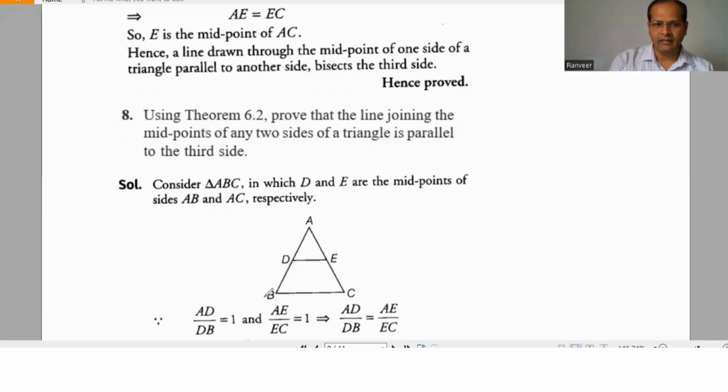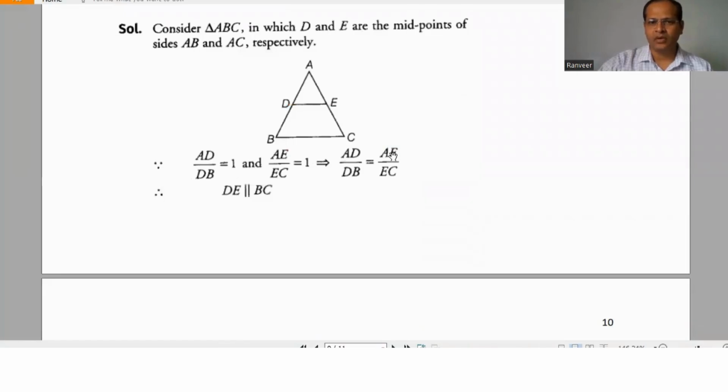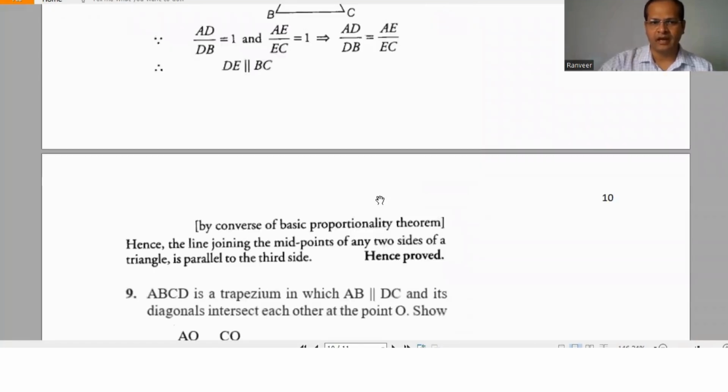Now AD by DB equals 1 and AE by EC equals 1. So we can write AD by DB equals AE by EC, because D and E are the midpoints. So definitely we can say that DE and BC are parallel. So by the converse of the basic proportionality theorem, the line joining the midpoints of any two sides of a triangle is parallel to the third side.